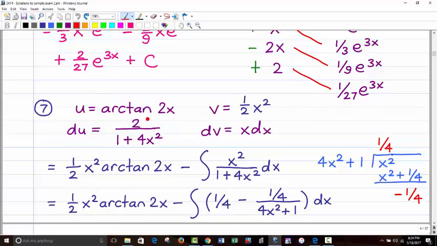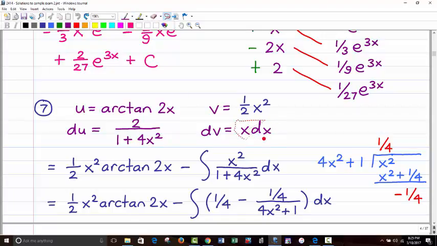Because I'll let u be arctan of 2x. So we take the derivative of that, and arctan is on your formula sheet. So it's basically du over 1 plus u squared. So the derivative of 2x is 2. And 2x all squared is 4x squared. So it's 2 over 4x squared. I guess technically I should have a dx here.